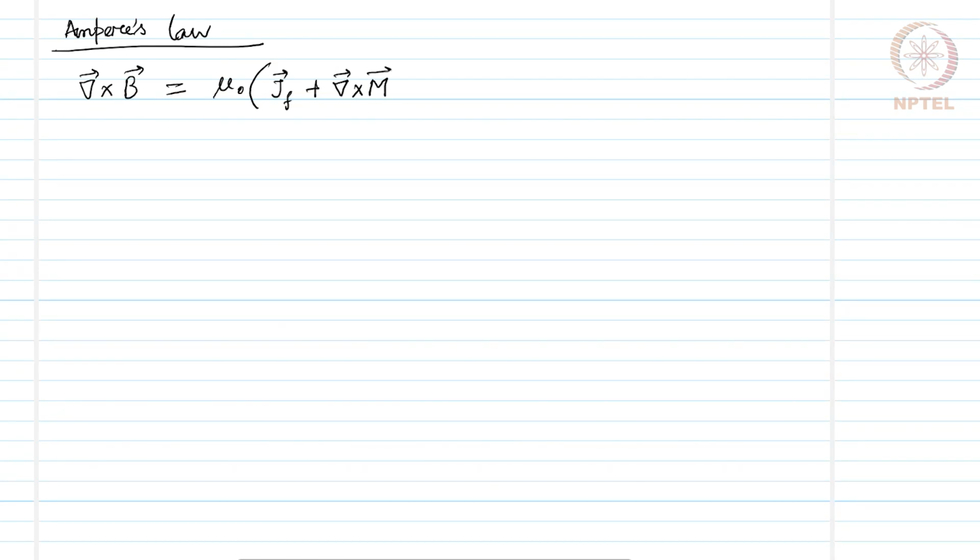Let us consider Ampere's law now. Curl of B will be mu naught times the sum of all types of current densities, that is the free current density plus the bound volume current density, that is the curl of the magnetization, plus the polarization current density, that is del P del t, plus of course the displacement current term mu naught epsilon naught del E del t.